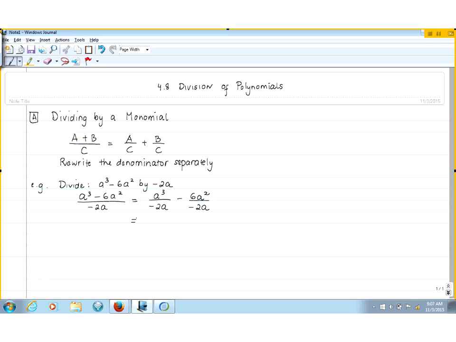Alright. Now tell me, what is a cubed divided by negative 2a? Which ones can we cancel out? Yeah, we can cancel a cubed and a. What is a cubed divided by a? A squared over 2. And we will put the negative in the middle, so negative a squared over 2. What about this one here? Plus or minus? Plus, so 6 divided by 2 is 3a. That's it, right? A squared divided by a is a. So we're done. Is it easy? Okay.